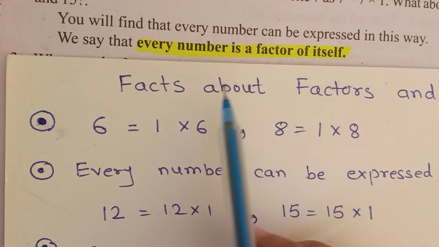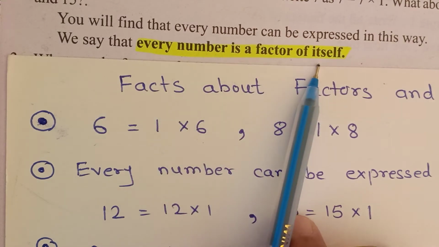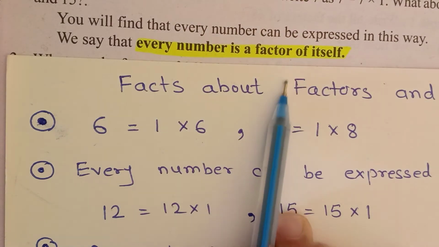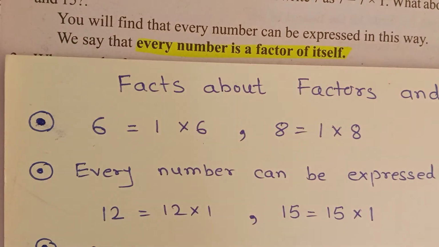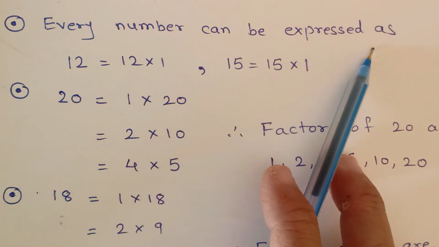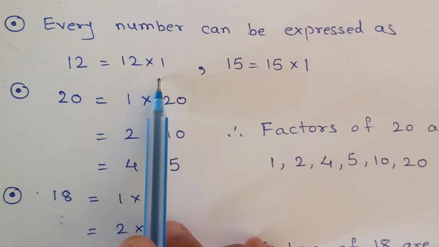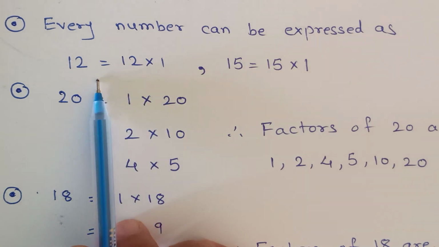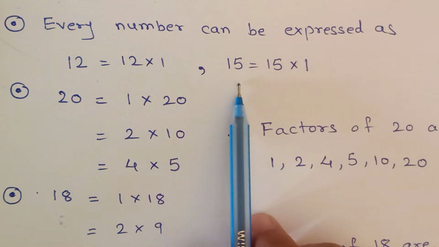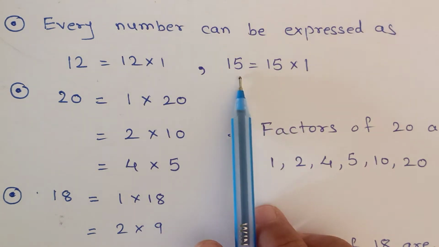Now let's see the second one. Every number is a factor of itself. Every number can be expressed as, like I have written 12. 12 can be expressed as 12 into 1. So 12 is a factor of 12. 15 can be expressed as 15 into 1. So 15 is a factor of 15. So every number is a factor of itself.